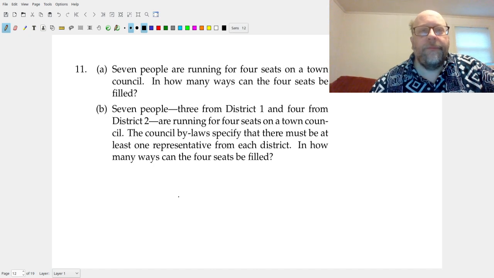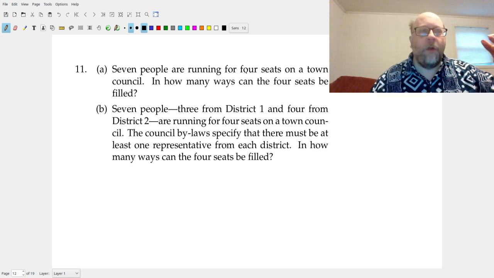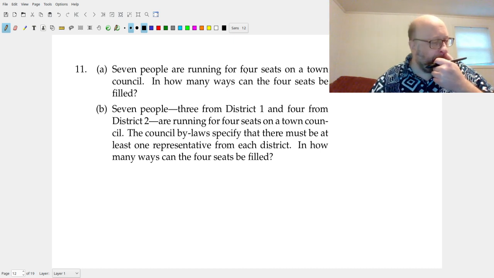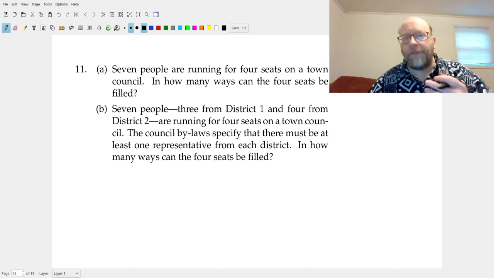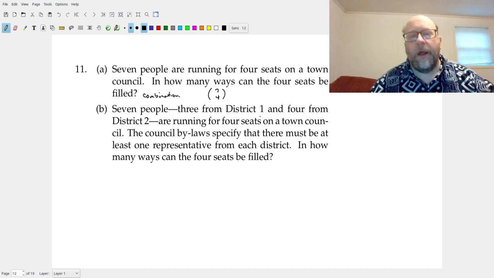All right, let's move on. Number 11, 7 people are running for 4 seats in a town council. It doesn't matter now what order these 7 people are elected. Whoever comes first, second, third, or fourth, those top 4 people take the 4 seats, even if they came in first, second, third, fourth in a different order. So the order doesn't matter. So this is a combination problem. And so we just need to fill 4 seats out using 7 people. So that's 7 choose 4, which turns out to be 35.